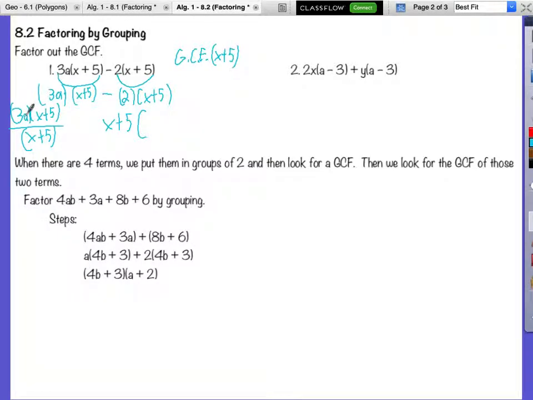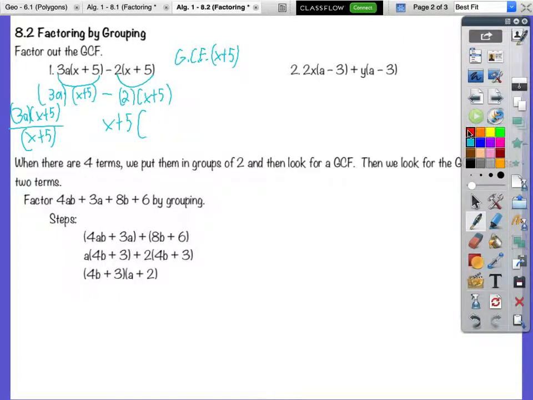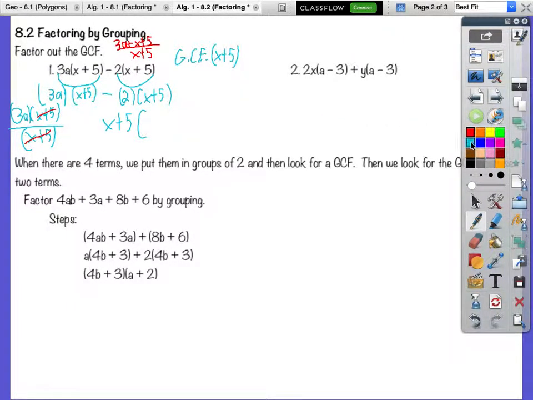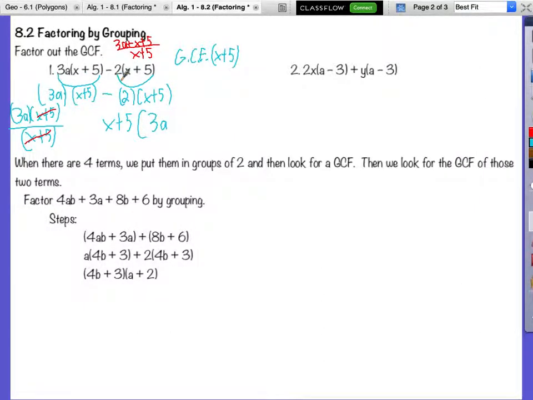If they were adding together, if it looked like this, could we still just divide those x plus 5s? No, because that's addition. You have to divide out everything. But here, since it's multiplying, we can simplify those out. And what are we left with? 3a. So 3a is what will go in our parentheses for the first part. Similar to how we did it before, just on a bigger scale. So 3a will be what's left over after we factor out our GCF of x plus 5.